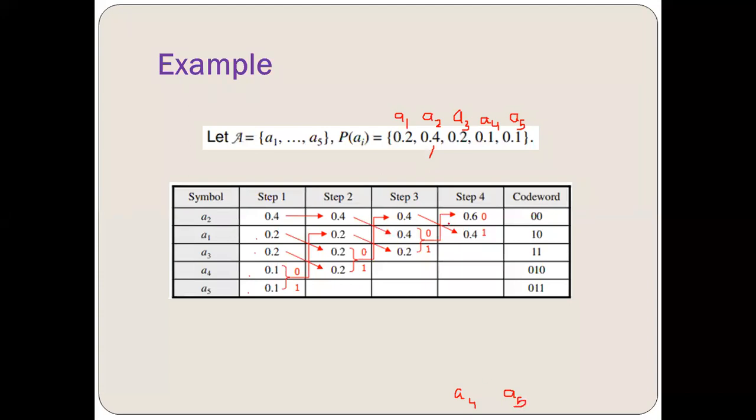So that if there is confusion in sorting out this horizontal tree, we can put a vertical tree and track it, right? So A4 and A5 are the two symbols we are going to add. A4 is 0.1 and A5 is also 0.1. So what do we get? When we add these two, we get 0.2.